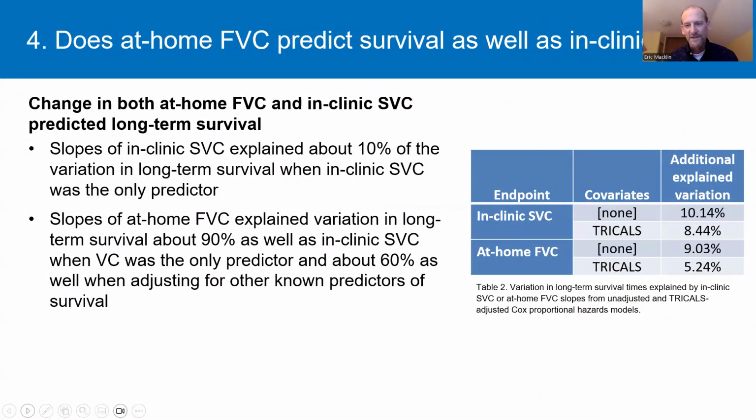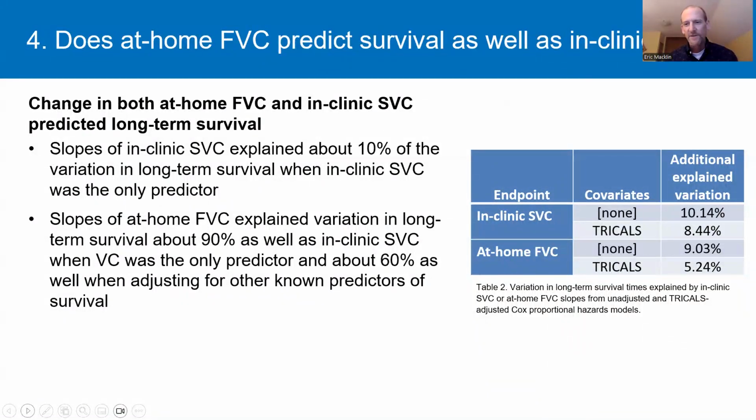There's not a nice graphic for this, just a table from an analysis that says, let's look at these slopes from the two different measurements and see whether one or the other predicts the survival time of each of those participants, better or worse. Each of them on their own explains about 10%. So the average rate of change over 24 weeks, in either in-clinic or at-home spirometry, explains somewhere between 9 and 10% of the variation in survival times. So a little bit worse: only 9% for at home versus 10% in clinic.